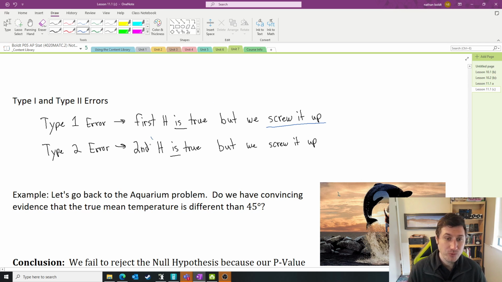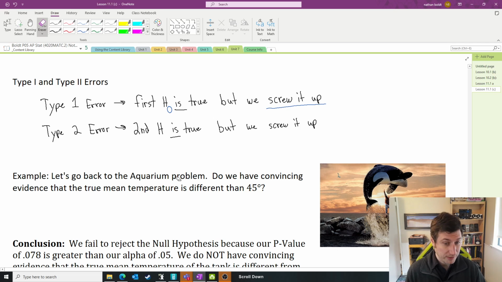Okay? If the first one is true, all right, that is the null hypothesis. If the null is true, well, then you shouldn't reject, right? It's true. You shouldn't reject. So that means screwing it up would be rejecting it. That would be an error. And for the next one, if the second one is true, if the alternative is true, then we should reject, right? Our conclusion should be we reject the null if the second one is in fact true. But the error would be not rejecting then, okay? The error would be not rejecting.